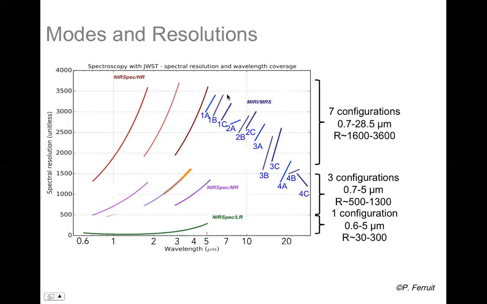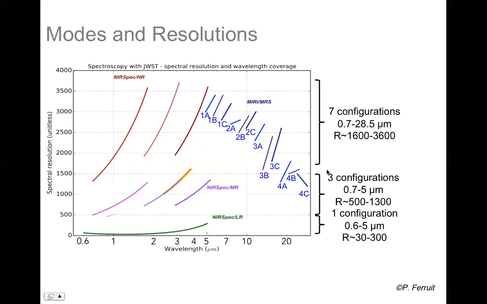For MIRI MRS, the story is a bit different. The resolution decreases with increasing wavelength, from 3000 down to 1000 at the longest wavelength, through many configurations. So basically, if you are interested in the highest resolution, you will have to design your observation using up to 7 configurations with the 2 instruments. And at low resolution, only NIRSpec is available.